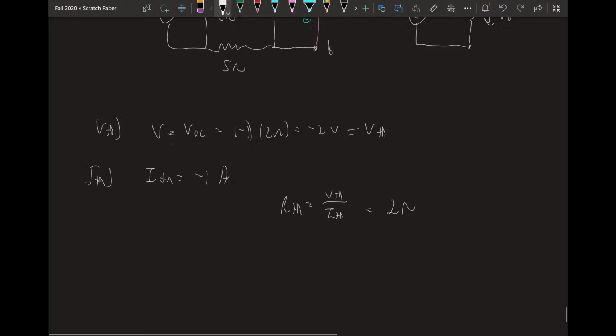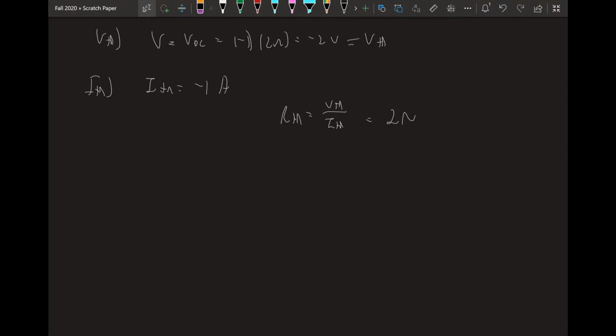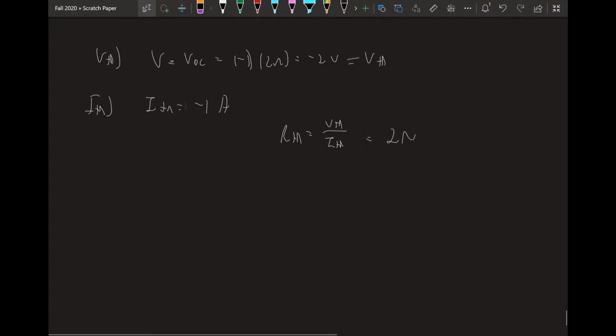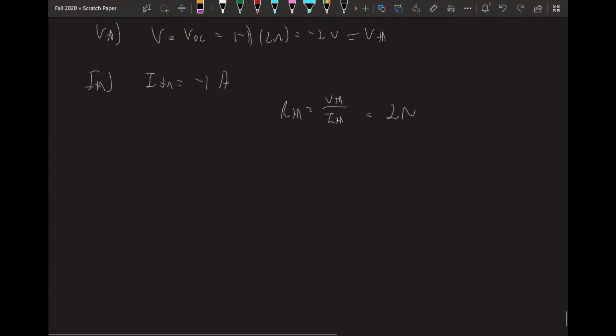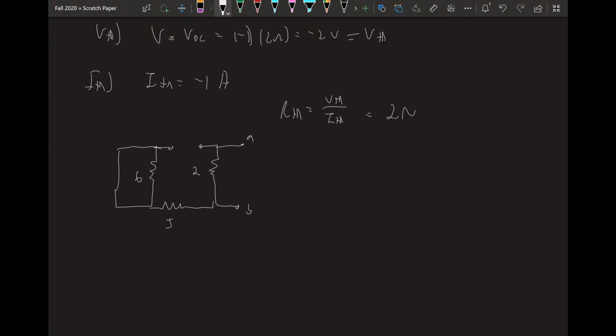Let's confirm that. Let's do what I said earlier. Let's deactivate all of our independent sources. So when we deactivate this voltage source, it becomes a short circuit. When we deactivate this current source, it becomes an open circuit. And when we combine those and redraw our circuit, we get, here's the open circuit where the current source used to be. And here are terminals A and B. 2 ohms, 5 ohms, 6 ohms.